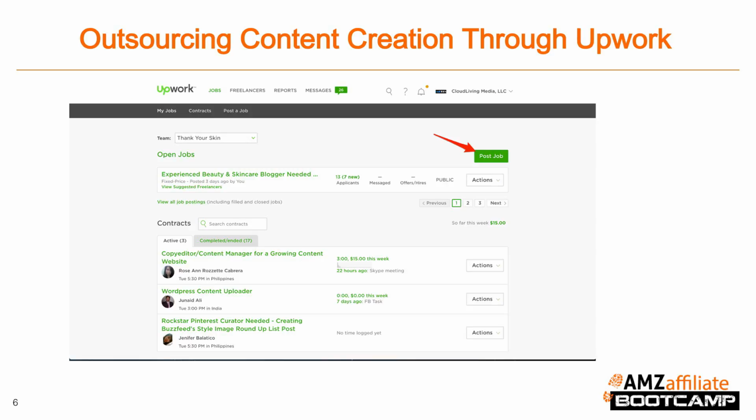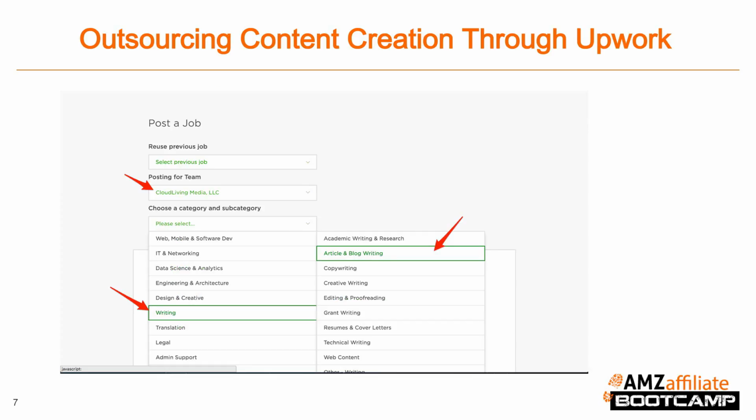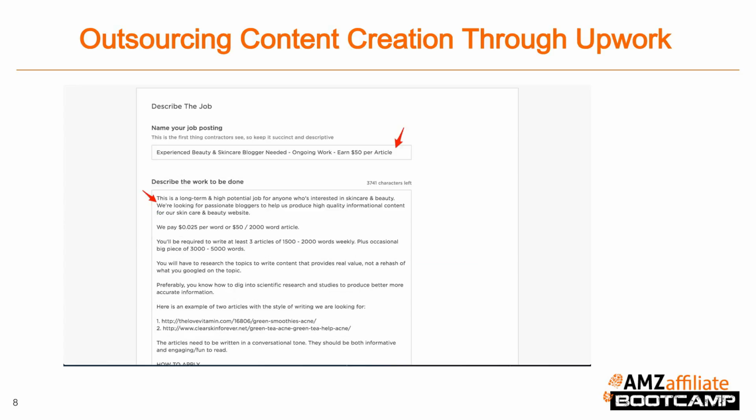Okay, so first off, go to upwork.com and then log in or sign up for a new account if you don't have one already. And then in the members area, click Post Job. Now select the team that you want to hire for, choose the writing category and article and blog writing subcategory. Then name your job posting and describe the work to be done.